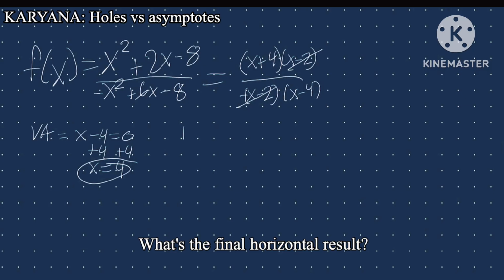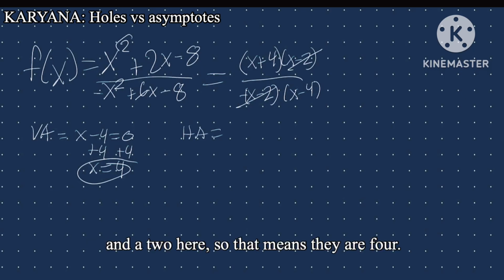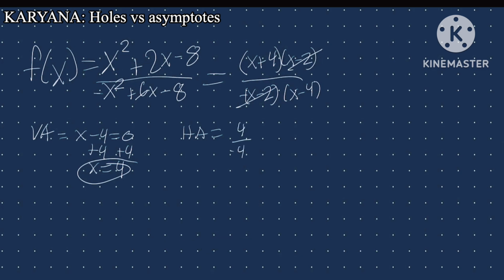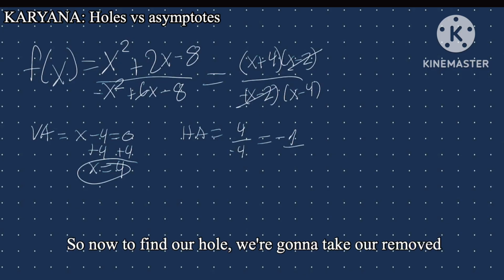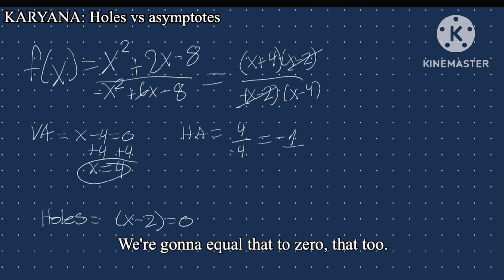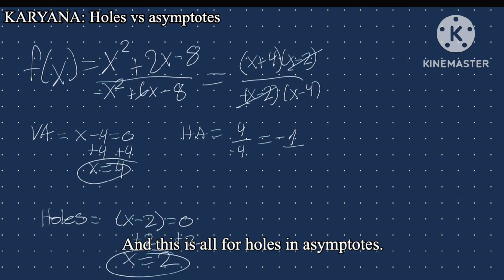And then to find our horizontal asymptote, we're going to look, and we see that we have a 2 and a 2 here, so that means the degrees are equal. So we're going to do 4 over negative 4, which is going to equal negative 1. So then now to find our hole, we're going to take our removed factor, which was x minus 2, and then set that equal to 0, add 2, x equals 2. And that will be it. And this is all for holes and asymptotes.